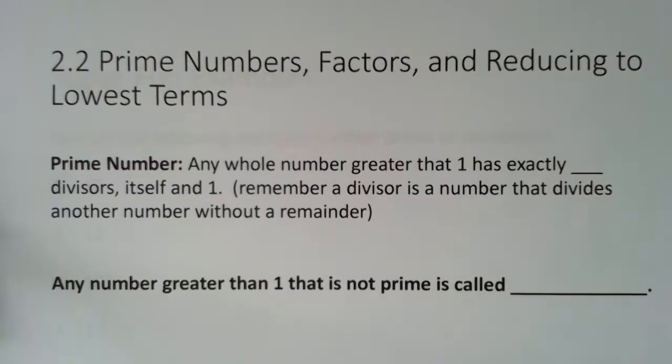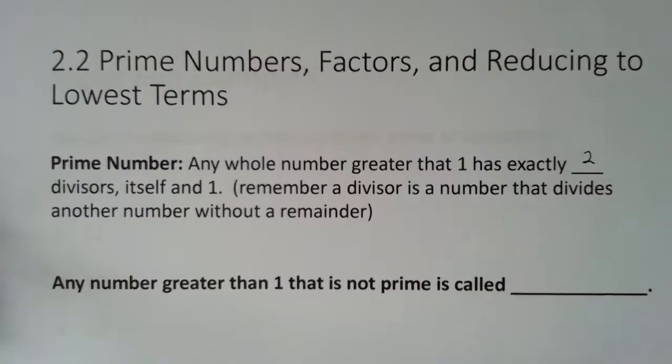So first, let's introduce the term prime number. What does it mean to be prime? Basically, a prime number is any whole number that's greater than 1 that has exactly two divisors, or you can think of it as two factors, itself and 1. A divisor, aka a factor, is a number that divides a different number without a remainder.